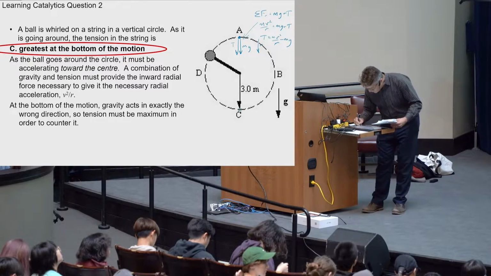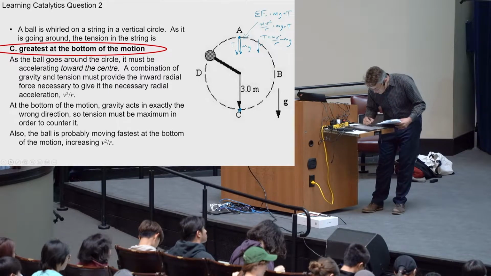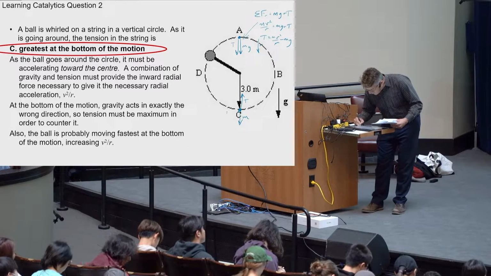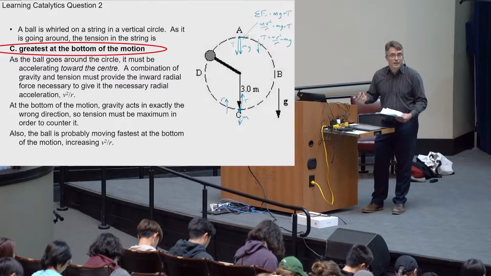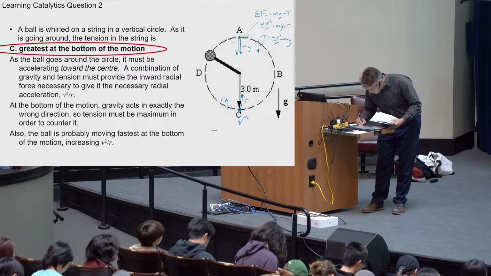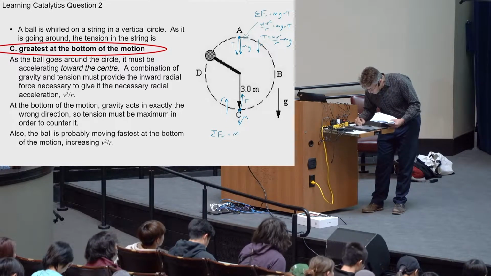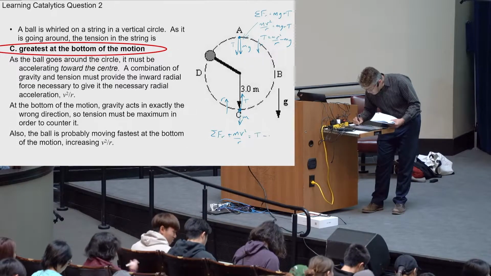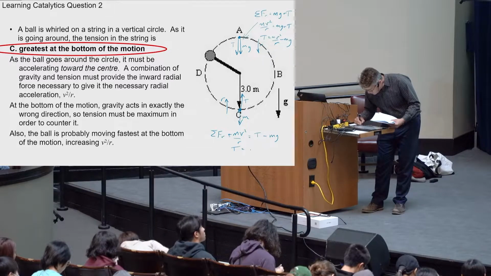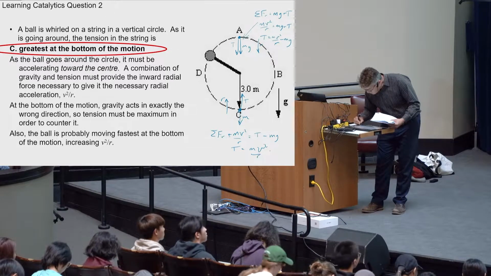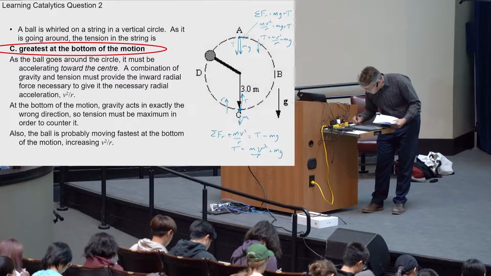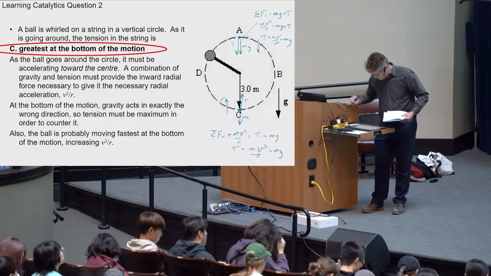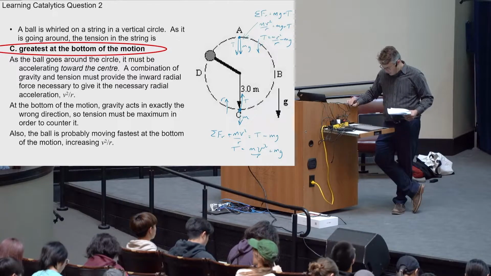And then down here at the bottom, you've got that tension is up and gravity is down. And the direction of the acceleration is towards the center of the circle, which is up now. So now you've got the sum of forces in the r direction, which remember is equal to mv squared over r, is equal to tension minus mg. So if you solve for tension, you got tension as mv squared over r plus mg. So here you've got minus mg, and here you've got plus mg, meaning that I think the tension is a lot higher at the bottom.